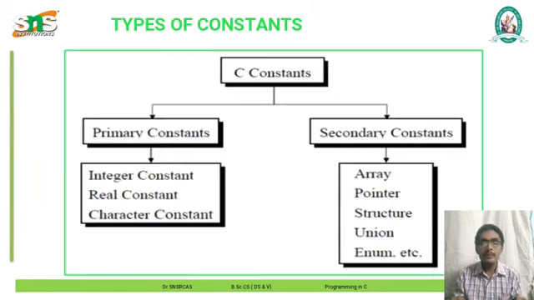C constants can be divided into two major categories: primary constants and secondary constants. Here is the basic classification of constants. In primary constants, there are three subcategories: integer, real, and character constants. In secondary constants, there are array, pointers, structure, union, and enum.